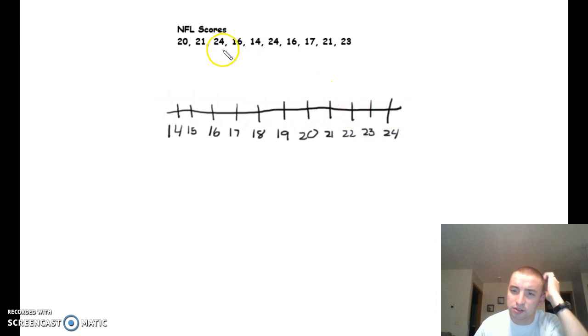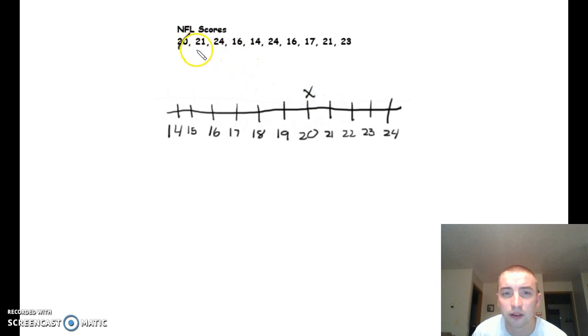And then for each number that I do have, I'm just going to put an X above that number on the number line. So to start with 20, put an X. So now 24 has two 24s. So I'm going to put the second 24, just another X right above the first X on top of 24.